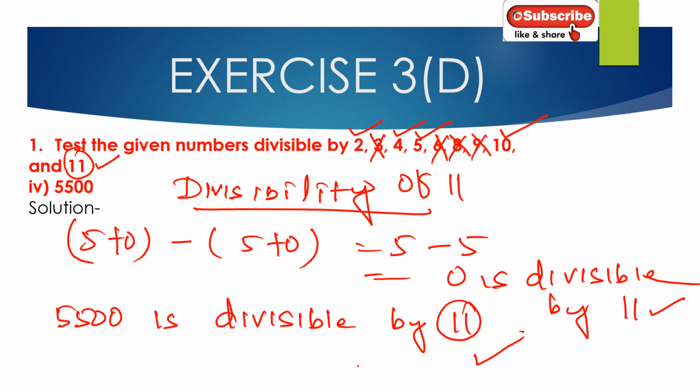So 5500 is divisible by 2, 4, 5, 10 and 11, and 5500 is not divisible by 3, 6, 8 and 9.